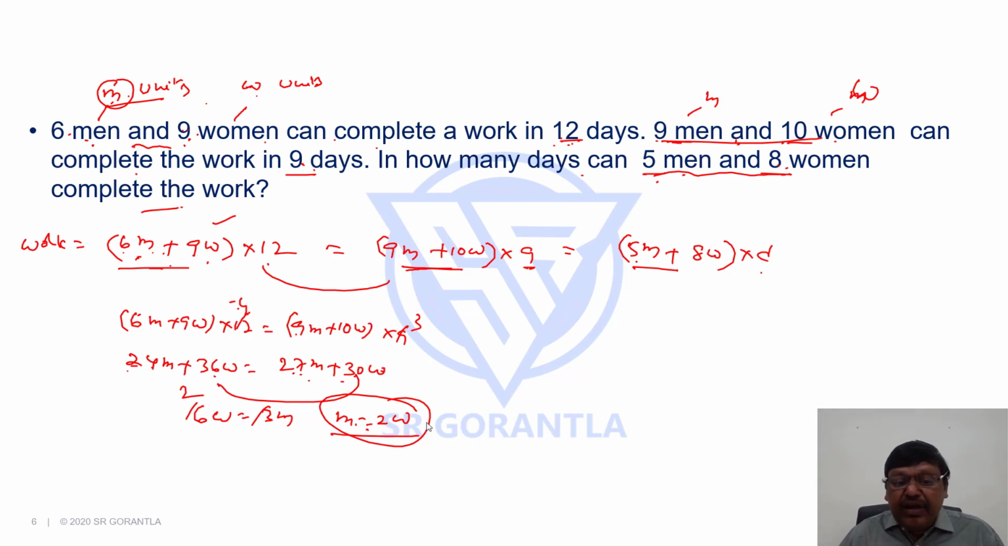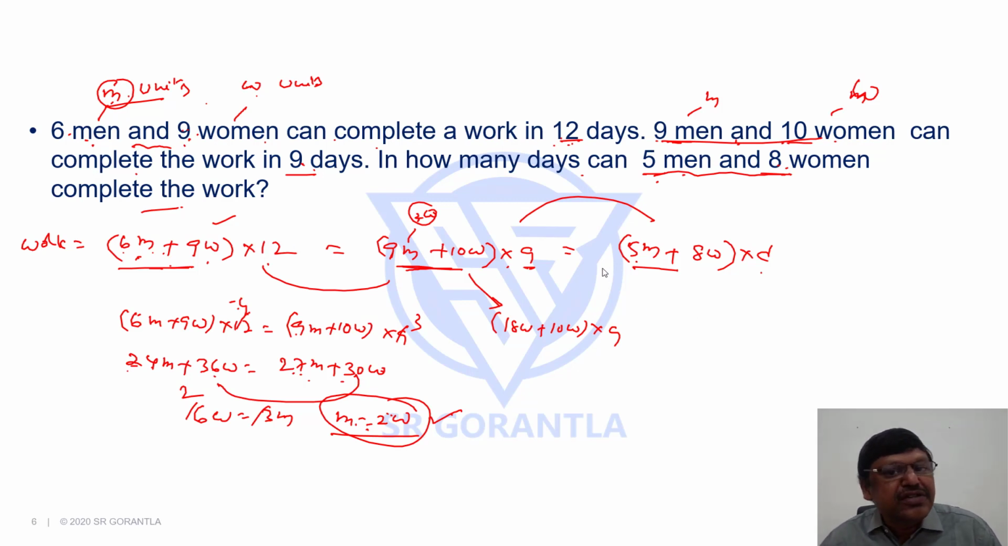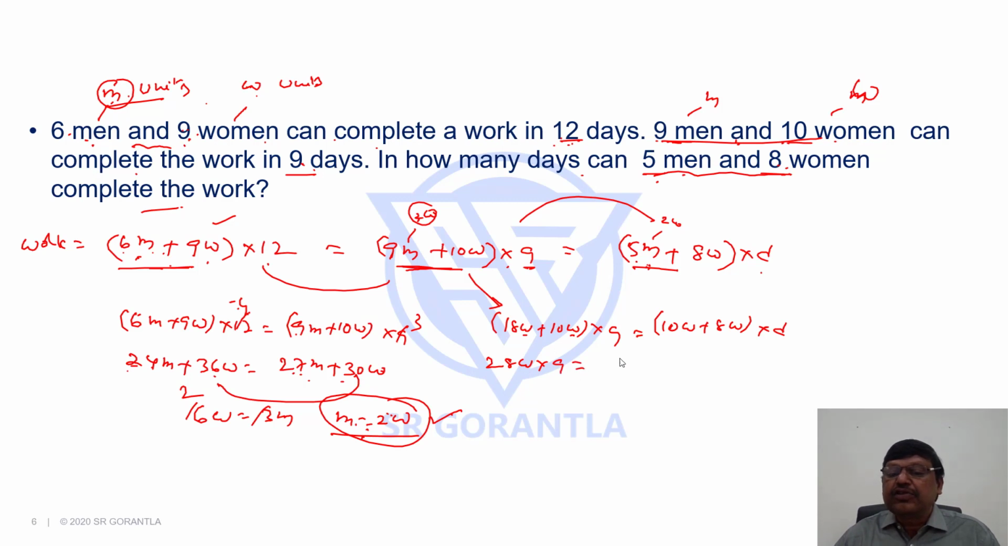Now, if M equals 2W, let's substitute it here. In the place of M, I write 2W. It will be (9 into 2W, 18W, plus 10W) into 9. I am equating these two, because everything represents the total work, equal to 5 men, M is 2W, so 5 into 2W, 10W, plus 8W, into D. You can see 28W into 9 equals 18W into D.